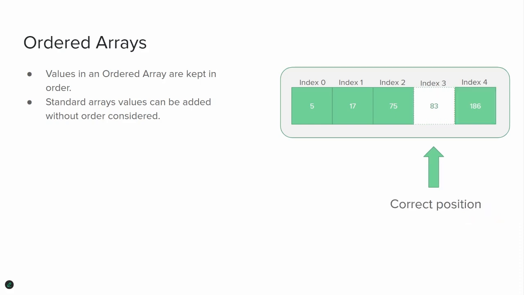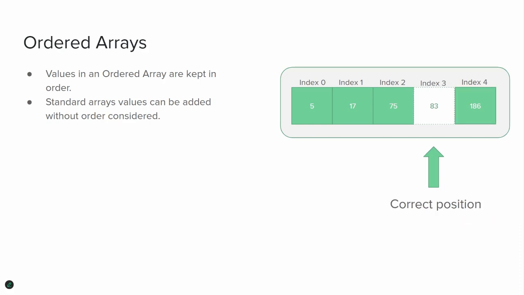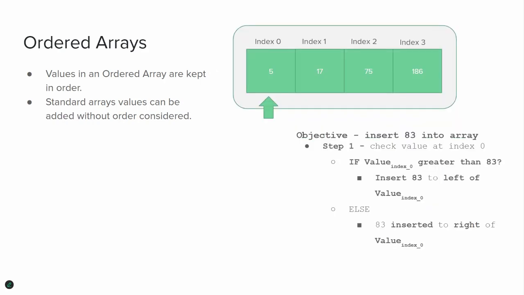However, for an ordered array, we can't just add 83 at the end, because that breaks the order of the array. We have to look for the correct position, which is at index 3. So these are the particular steps we want to take to insert the value 83 into this array.